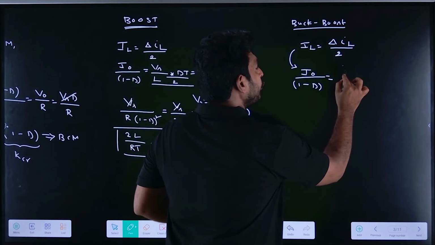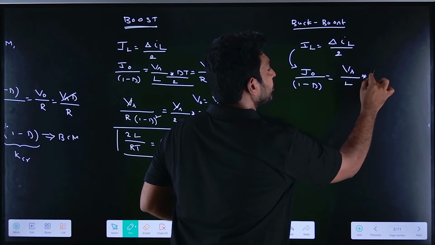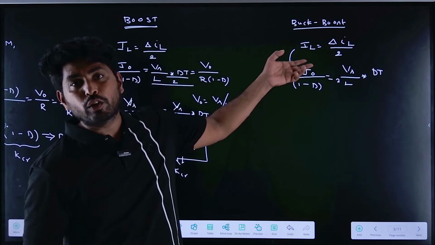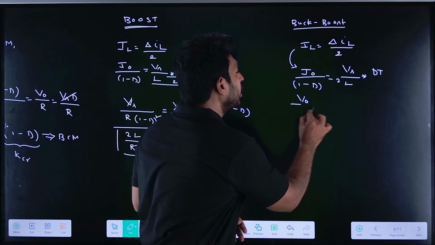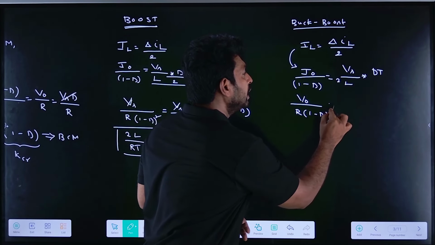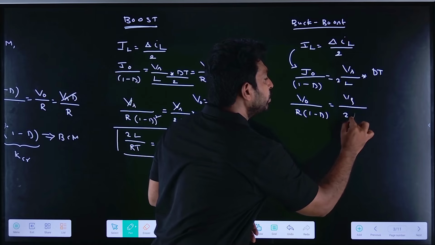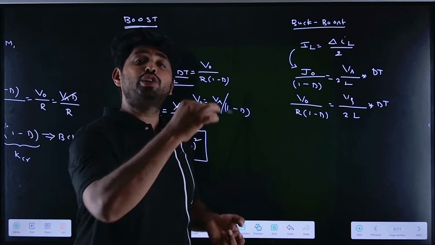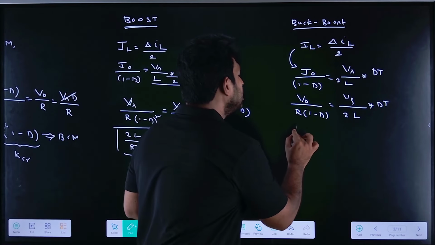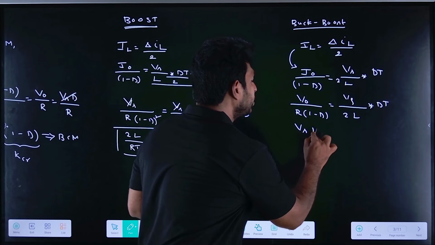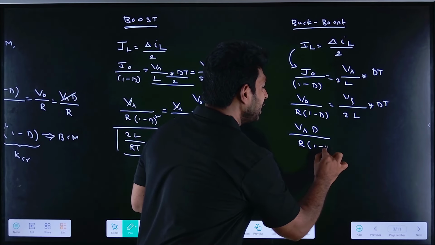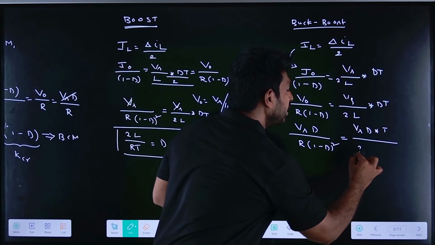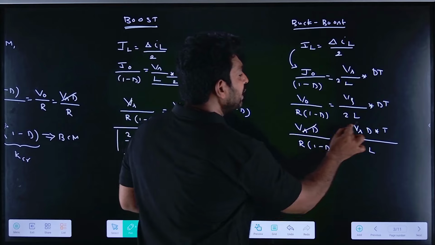Delta IL equals Vs by L into dt. So delta IL by 2 will be, here 2 will come. Now I naught equals V naught by R. So I naught equals V naught by R into 1 minus D, which equals Vs by 2L into dt. Right? So what is the V naught here? In case of the buck boost converter, V naught is Vs into D by 1 minus D. So R into (1 minus D) whole square equals Vs into D into T divided by 2L. So VsD and VsD will get cancelled out.